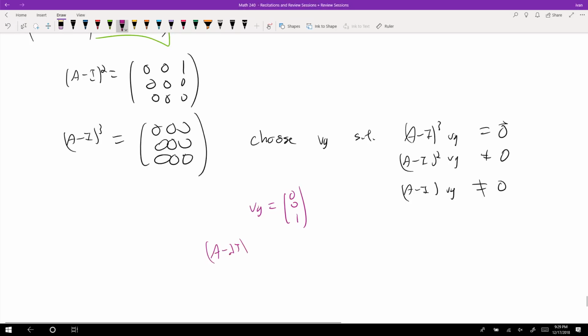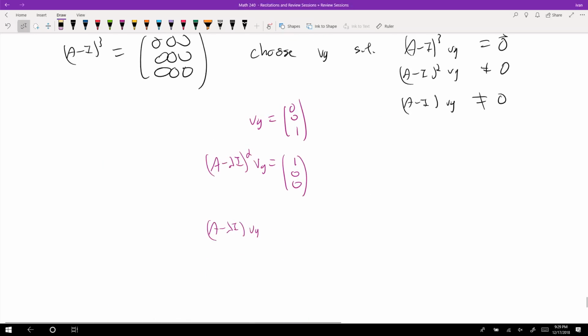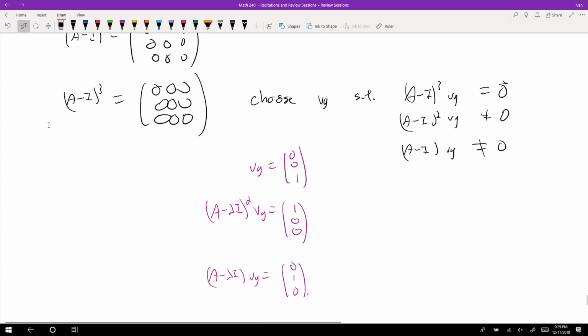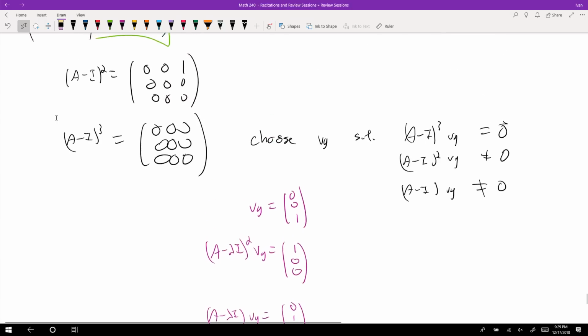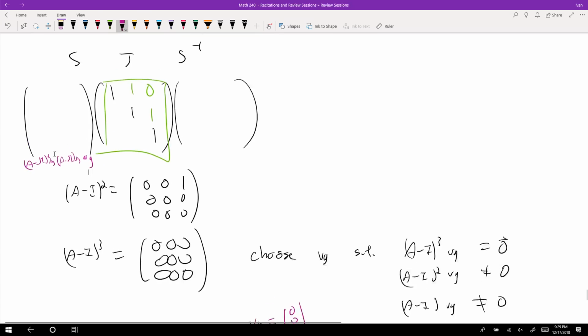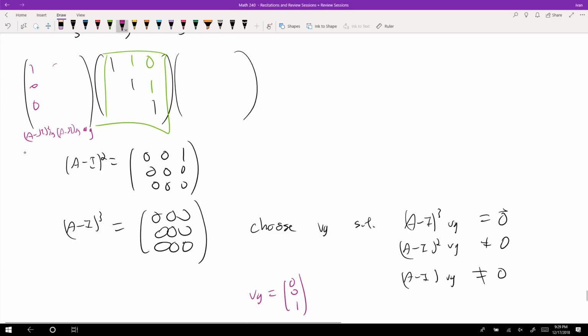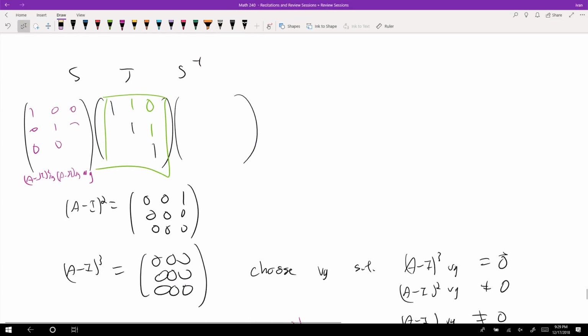(A minus lambda I) squared VG is 1, 0, 0. And then (A minus lambda I) VG ends up being 0, 1, 0. Okay, and if you remember, how do we put these into the S matrix? Here you put (A minus lambda I) squared VG, then (A minus lambda I) VG, and then VG. So in the S matrix, we put the highest power guy first, 1, 0, 0. Then 0, 1, 0. And then VG is 0, 0, 1. Okay, well, this is an easy matrix to invert because it's just the identity matrix.